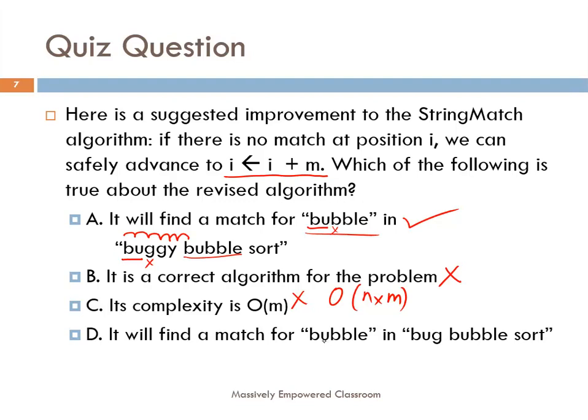In this case, it will not find a match, because once again, this BU and this BU will match. This B will not match this G. Now we will do i equals i plus m. So i will advance to this position, and then this B will match this B. The U will not match this B, and you will return an unsuccessful search, although the pattern bubble is present in bug bubble sort. So this is also not correct. The only true statement is A.